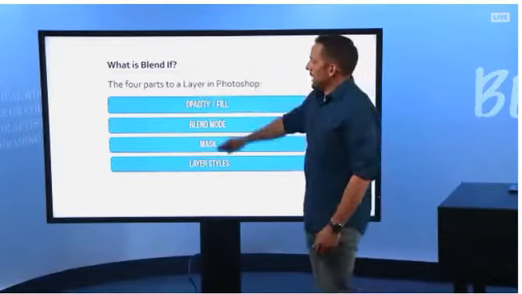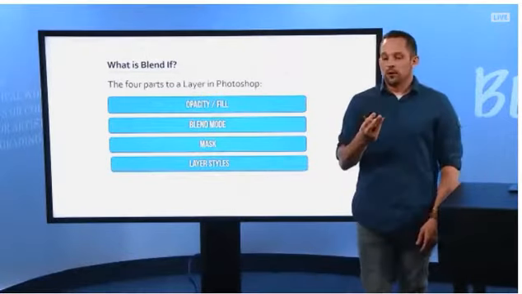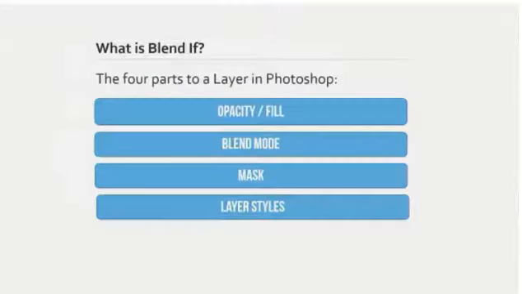So I like to divide a single layer into 4 different parts. There is the opacity and fill, which everyone knows. We use it all the time. There's the blend mode, which is that little thing that we're kind of scared by sometimes because when we hit it, it does really sometimes unpredictable things if we don't know what those things are. And then there's the mask, which again, this part kind of scares people. And then there's layer styles.